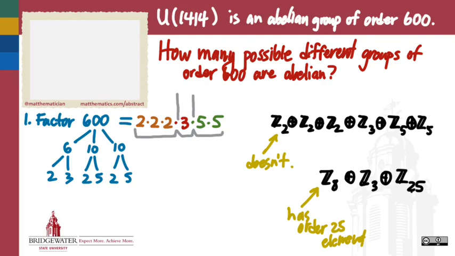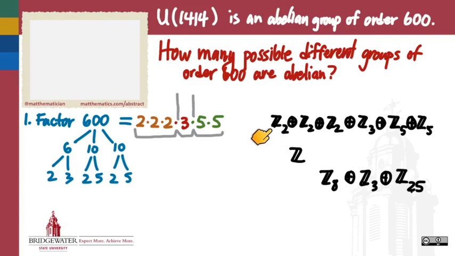But maybe that's not enough. Maybe if we wanted to look deeper, we could figure out some other reason that these two groups are not the same. Give me maybe one more example of an abelian group of order 600 that's not isomorphic to either of these two. So we don't have to combine all the powers of the primes together. We could just sort of partially do it. So maybe take a pair of these Z mod 2s and combine them together into a Z mod 4.